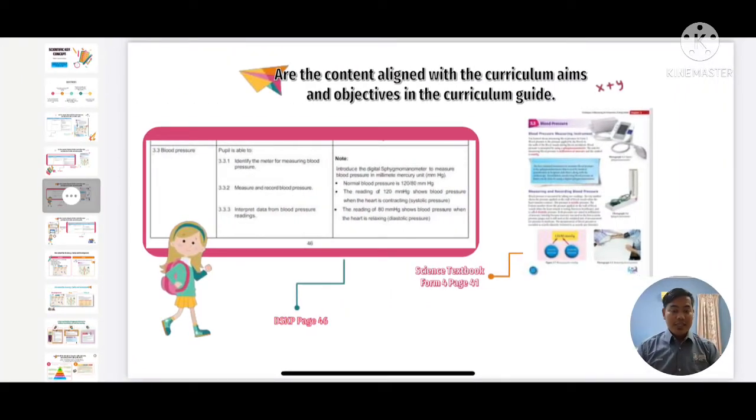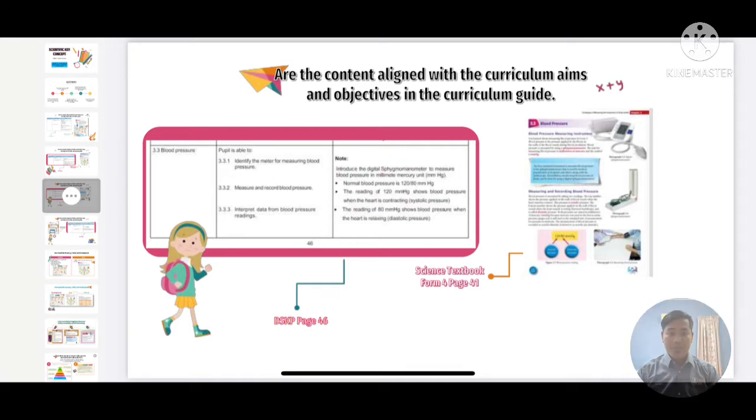Now, we move to the subpoint 3.3, which is blood pressure. The standard content of the DSKP states 3.3 equals blood pressure, and it is also the same subtopic as the textbook. For the standard curriculum 3.3.1, students are able to identify the device that can measure, record and interpret data of the blood pressure. It follows with the textbook that showed the figure of the device that can measure and record the data of blood pressure.